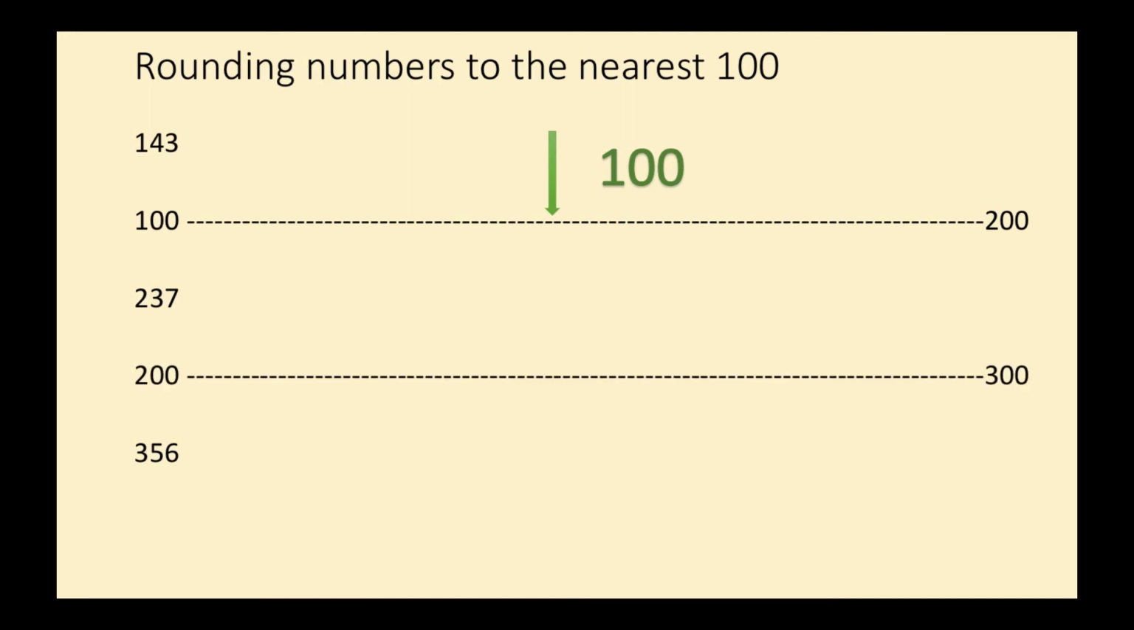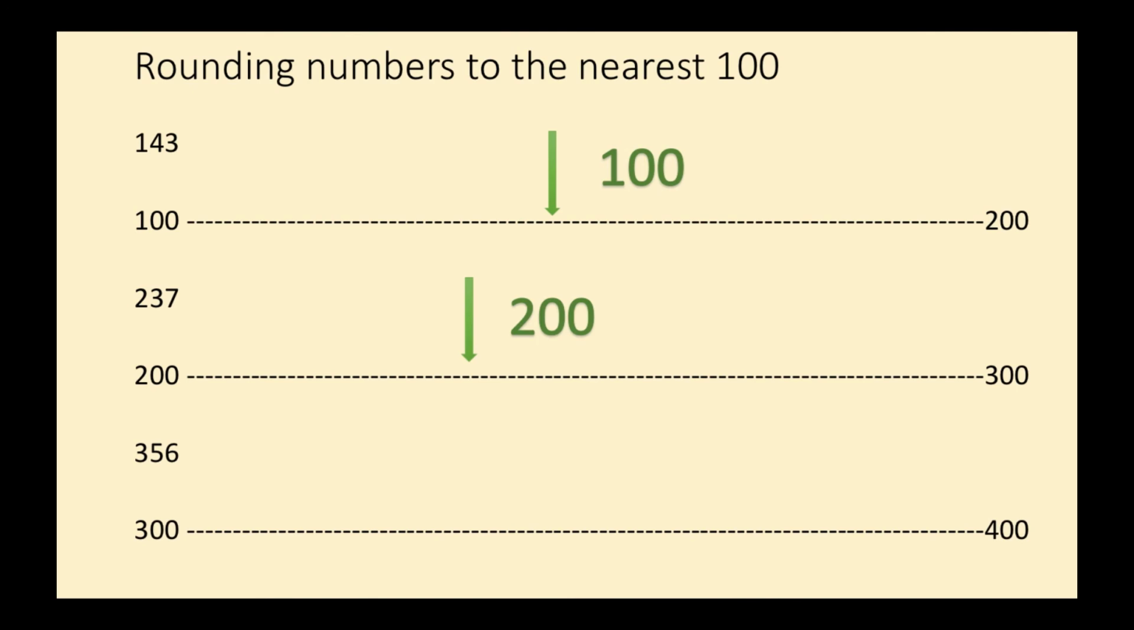237 is between 200 and 300. And again, it's less than 250, so it'd be about there, so it'd round down to 200. Now 356 is between 300 and 400, and 56 is over 50, so it's over halfway, so we need to round it to 400.